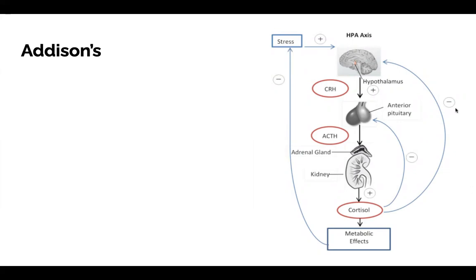I'll briefly talk you through the HPA axis over here. We have the hypothalamus that produces the corticotropin releasing hormone. This acts on the anterior pituitary, which produces the adrenocorticotropic hormone. And then this acts on the adrenal gland, which produces cortisol. The cortisol then acts as a negative feedback on both the hypothalamus and the anterior pituitary.